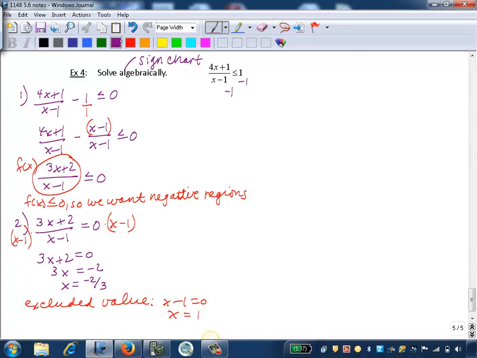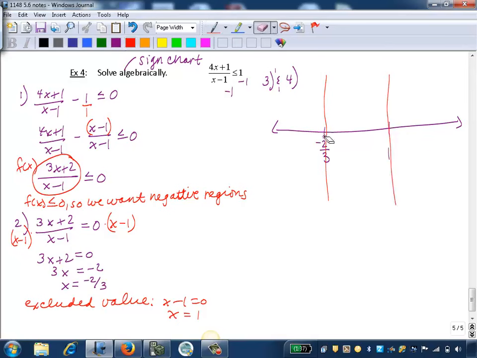So now we're going to make our number line. So steps 3 and 4. We'll make our number line, and then we're going to do our sign chart right on top of that number line. So now we need to put the -2/3 and the 1. Those are the only values we need on our number line. So now we're going to divide the number line up into these regions. So we've got the region from negative infinity to -2/3, then -2/3 to 1, and then 1 to infinity.